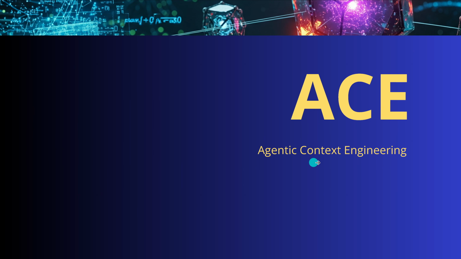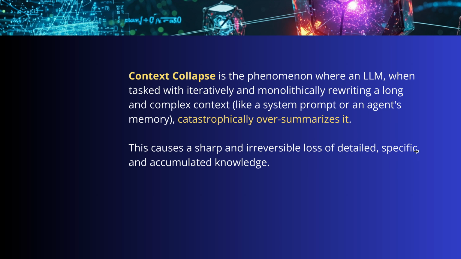ACE, Agentic Context Engineering. What is it? Now, we do have a problem over there, because whenever we have this in the past, we have a problem. And we call this problem a context collapse. This is a phenomenon with any LLM when tasked with iteratively and monolithically rewriting a long and complex context, a system prompt or the complete agent memory.